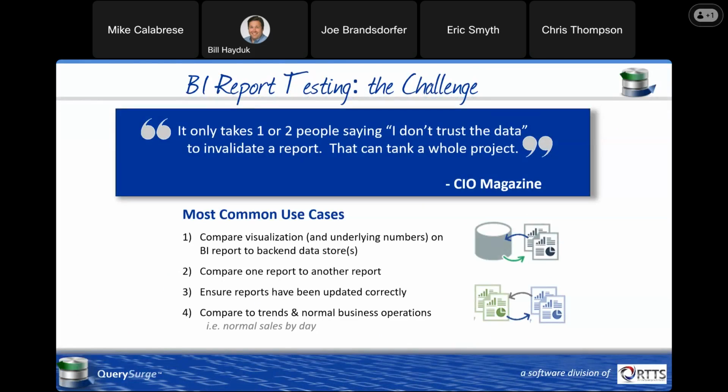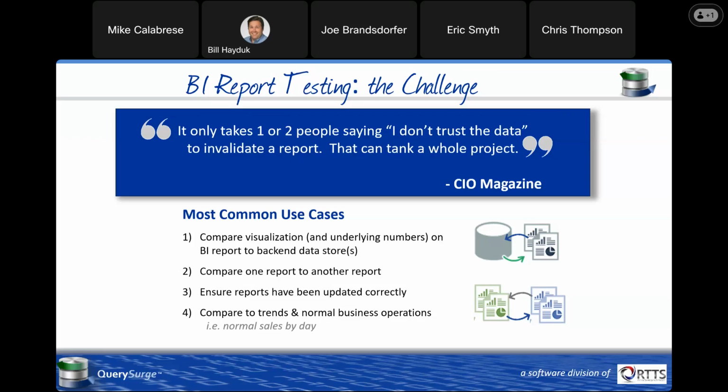Some of the most common use cases to test that data involve comparing visualizations, the data displayed in those visualizations, to the underlying backend data stores to make sure they're being represented properly. Comparing one report to another, whether you're migrating from dev to QA or up to the higher environments, UAT and production, making sure that as the reports progress, they're representing the information properly. Ensuring that the reports have been updated. If you're dealing with real time or updates that happen on a regularly scheduled basis, you want to make sure that those are represented properly as well.